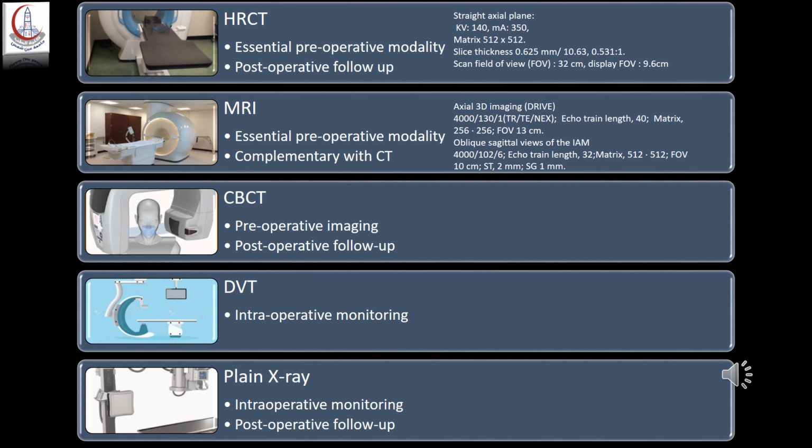Many imaging modalities can be used. The commonest are high-resolution CT scan and a non-contrast MRI. Cone beam CT is being increasingly used, especially in young infants, because of its rapid acquisition time and minimal exposure to radiation. Digital volume tomography and plain X-ray have also their role depending on the situation.